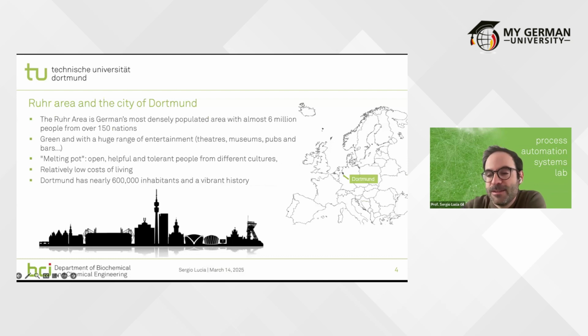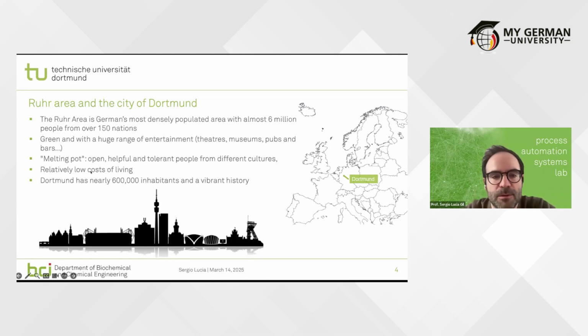So Dortmund, in case you don't know where it is, maybe if you like football, you have heard about Dortmund before because of the football team. So Dortmund is located in the west of Germany here. It is located in the Ruhr area, which is Germany's most densely populated area with almost 6 million inhabitants. It is nowadays a very green area.